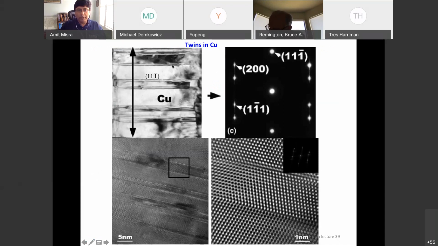So this is an example of twins in copper. Here you see these planar defects in copper. This was actually in a physical vapor deposited film, so this is from growth, but it doesn't matter how it formed. These defects are twins. And the question would be, how do you know they are twins? It produces a signature in electron diffraction, and you see here the corresponding electron diffraction pattern.